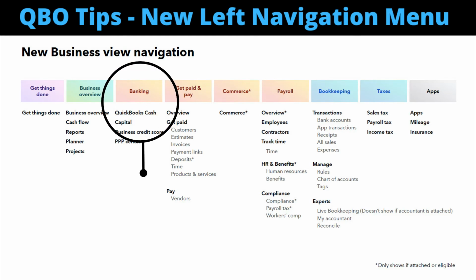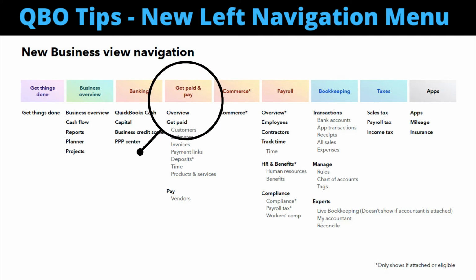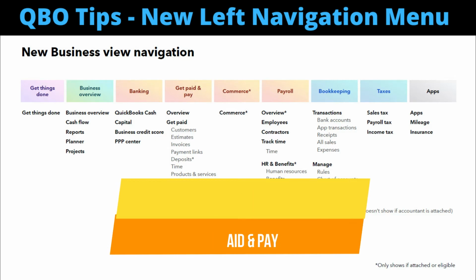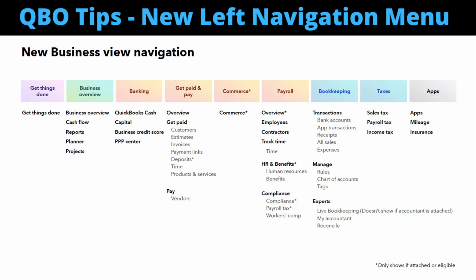Banking. This section is really just here for Intuit to sell you on its banking products. The sales and expenses is your AR and AP management all in one menu. On the old view, the accounts receivable and accounts payable were split up into separate sales and expenses sections. Commerce is, again, another selling point for Intuit's products. They want to sell you on QuickBooks Commerce.